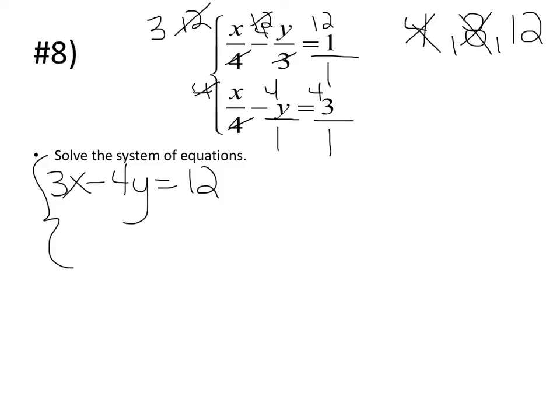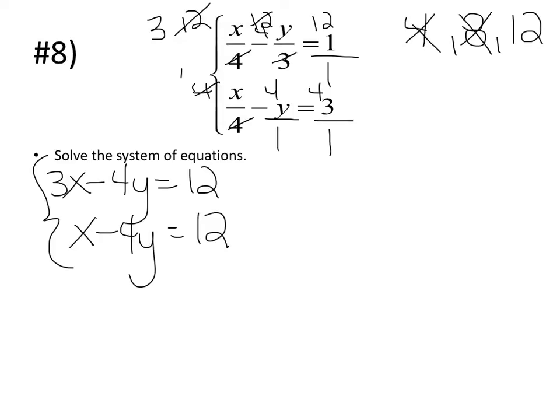So 4 divided by 4 is 1. 4 divided by 1 is just 4, and 4 divided by 1 is just 4. So I have 1 times x is just x. Negative 4 times y is negative 4y, equals 4 times 3 is 12.